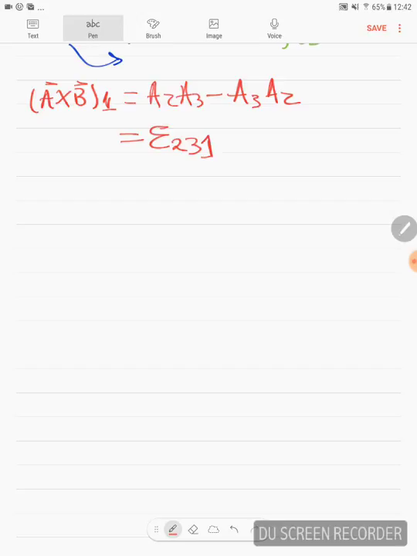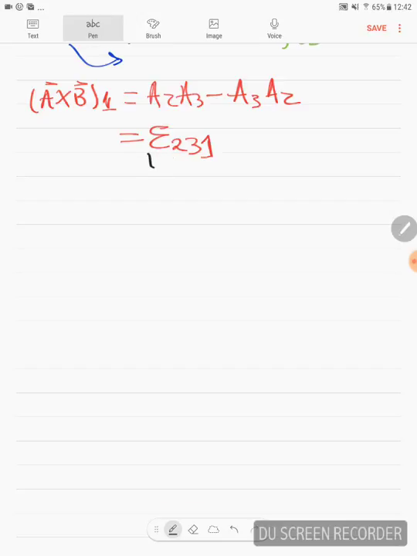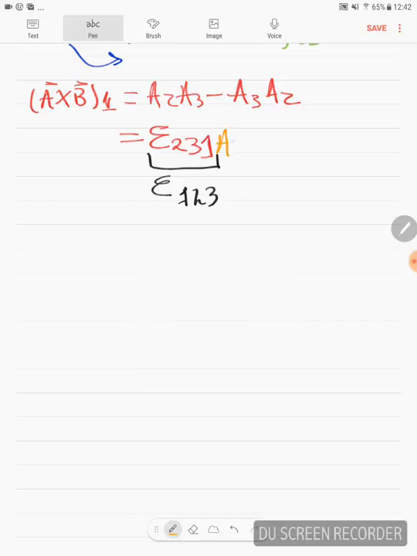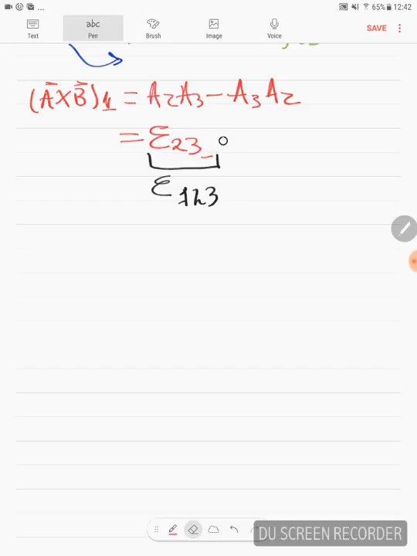Note that this is a cyclic permutation. I can obtain this very tensor from cyclically permuting the indices of the tensor 1, 2, 3. See? And then I write here A2. Oh, that's in red. Good. So this is 1, and then A2, A3.